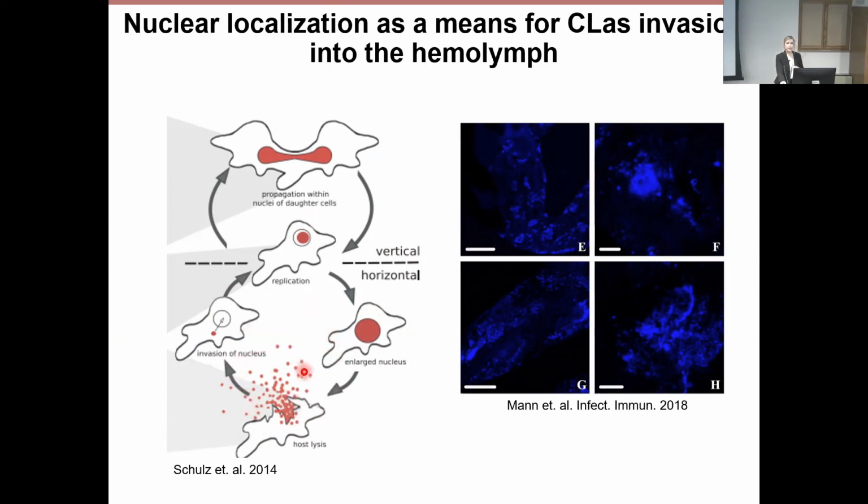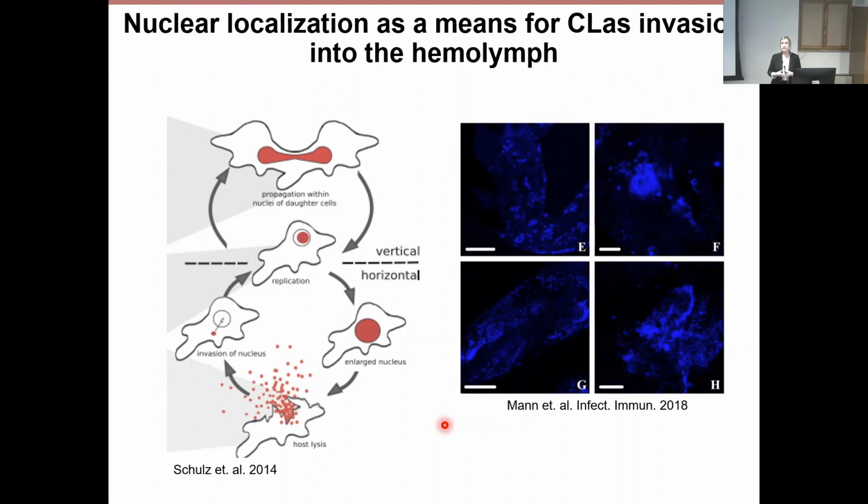And in fact, when a graduate student in the lab, Marina Mann, did a nuclear study of the psyllid gut, she saw that when CLas is present, the nuclei actually do undergo swelling, and ultimately they burst completely, in support of our hypothesis. But in order to really confirm that this is what's happening, we'd like to see intact bacterial cells within the nucleus.